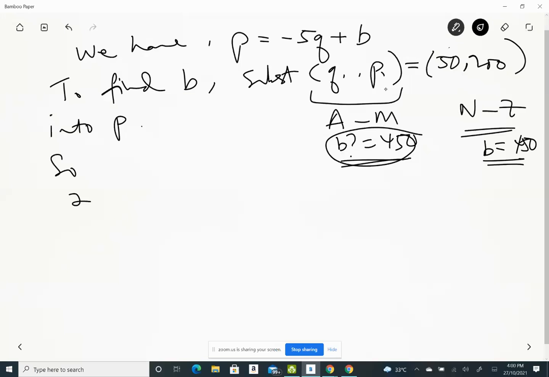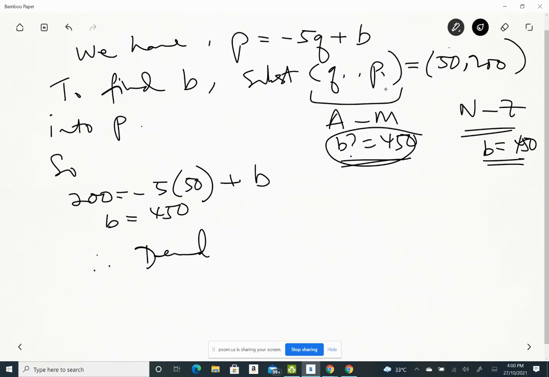So what do I get? I get 200 equal to -5 multiplied by 50 plus B. So you bring that constant 250 to the other side, you get positive, so that will be 450. So I got B equal to 450, and therefore our demand function is P equal to negative 5x plus 450. All right, so that is our demand function.